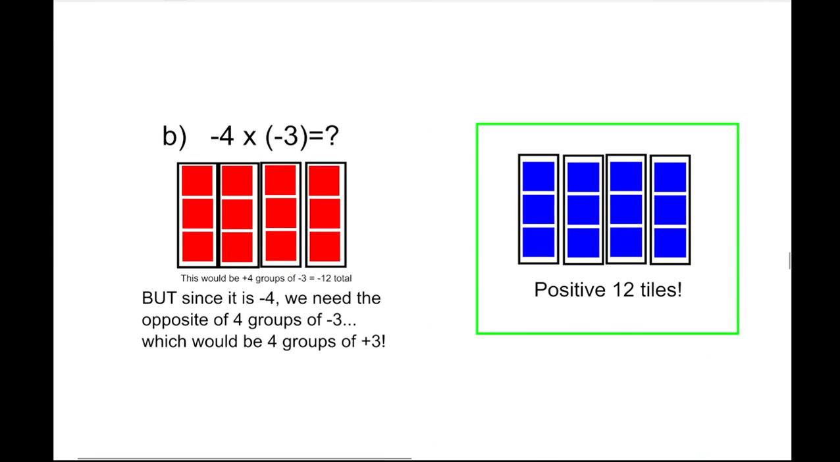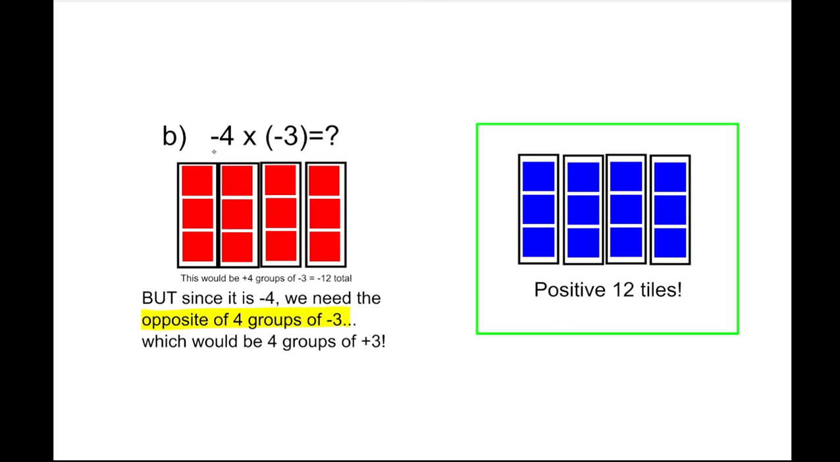Well, say for example we had negative 4 times negative 3. So we have our negative 3 groups. But what would negative 4 groups mean of that? This example here would be plus 4 groups of negative 3, which would equal negative 12. But we don't have plus 4, we have negative 4. So because it's negative, we need the opposite of 4 groups of negative 3, which in this case would be 4 groups of positive 3.